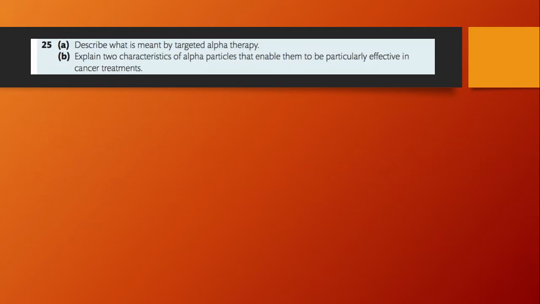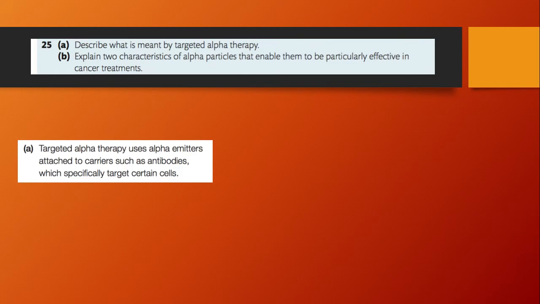Here we have 25A. Describe what is meant by targeted alpha therapy. So we just got done talking about what that is. Go back and check your notes, check the slides for targeted alpha therapy. The key word is alpha, so it uses alpha emitters attached to carriers such as antibodies, which specifically target certain cells.